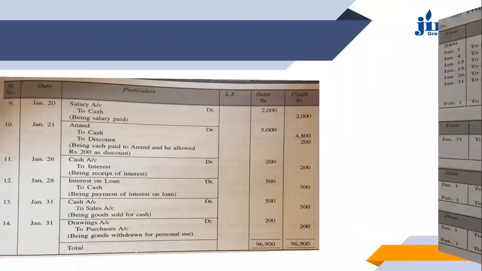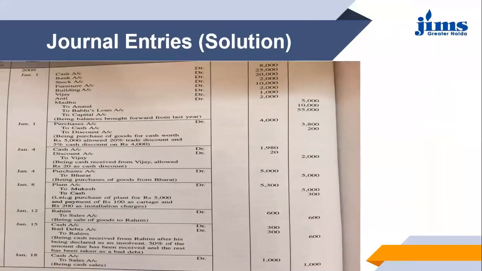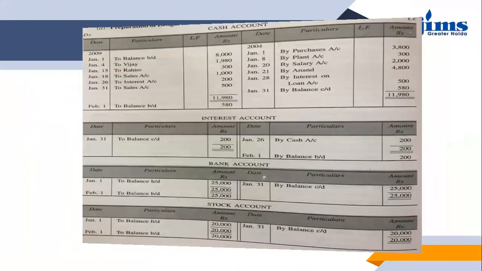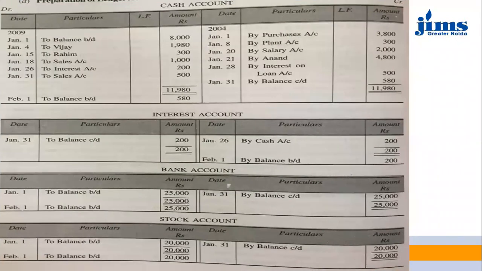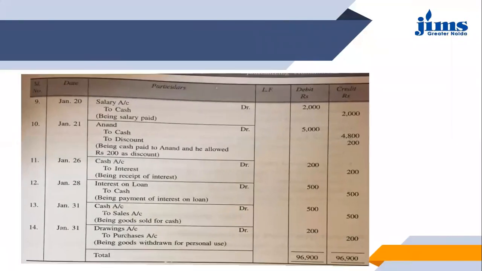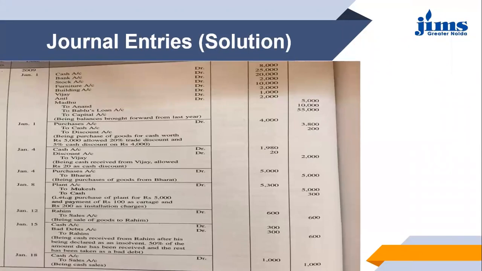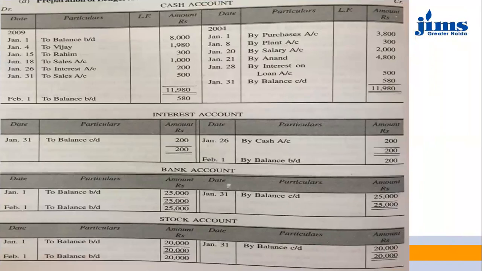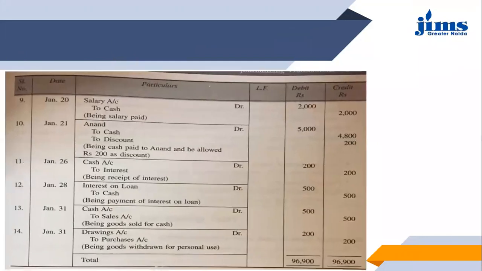Then we'll go back to the next journal entry, that is the bank account. Now we'll look for the bank account. Same as what we have done: 2009 January 1st, to balance brought down 25,000. Since all these are debited in the journal entry, we are putting the balances on the debit side only. Then third is the stock account. You can again see there is a stock account appearing on this page. That is 1st January, to balance brought down 20,000. This is the stock account that we have taken.